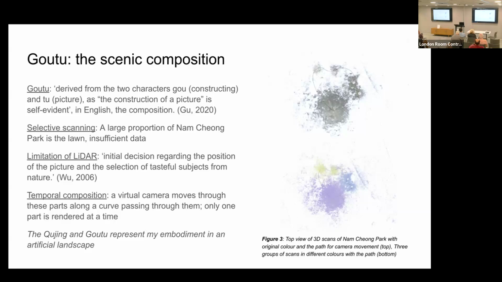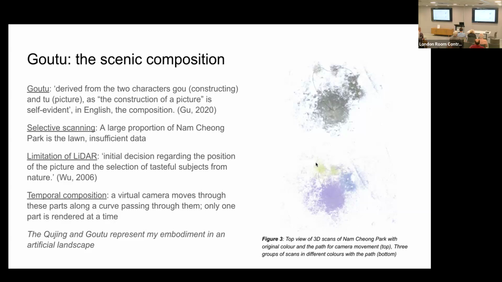And that also leads to some findings based on the limitation of LiDAR, but I actually use that as a motivation for improving the scenic design. And in addition to the still composition, I also incorporate some temporal elements in it. As you can see, there is a path along the three segments I dissected from all the scans. When the virtual camera passes through a specific area, that area will be visualized, and only one area will be visualized at a time.